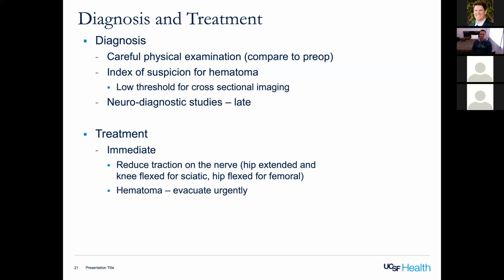Dr. Ward, with metal artifact from the CT, how easy is it to see this hematoma that might be clinically significant? It's a really good question. Some of it's based on your index of suspicion, right? If you have a patient who has a risk factor, if they're on excessive anticoagulation, if they're on a 10A inhibitor, some of it's based on your index of suspicion.